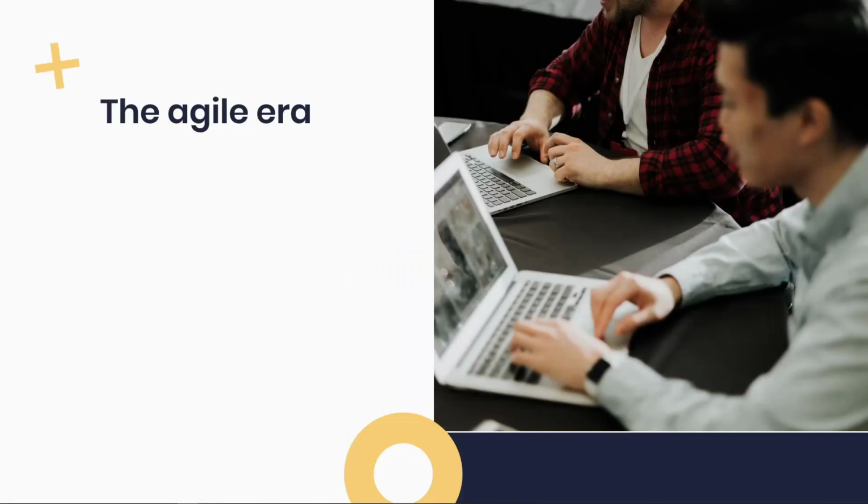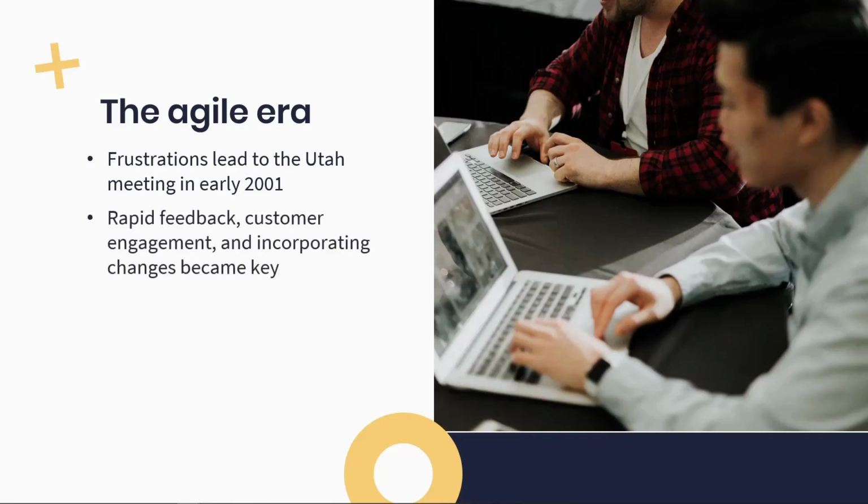Frustrations with the linear models from yesteryear led to the Agile meeting in early 2001. At this meeting, they looked at building software that adapts to any changes that come during the process. Rapid feedback, extensive engagement with a customer, and being able to incorporate changes became the key features of software development. The idea was for the developers not to try and fully understand the project at first, but rather to deliver a prototype of what they understood it to be as quickly as possible. Then adapt that prototype to the user's needs after receiving feedback.